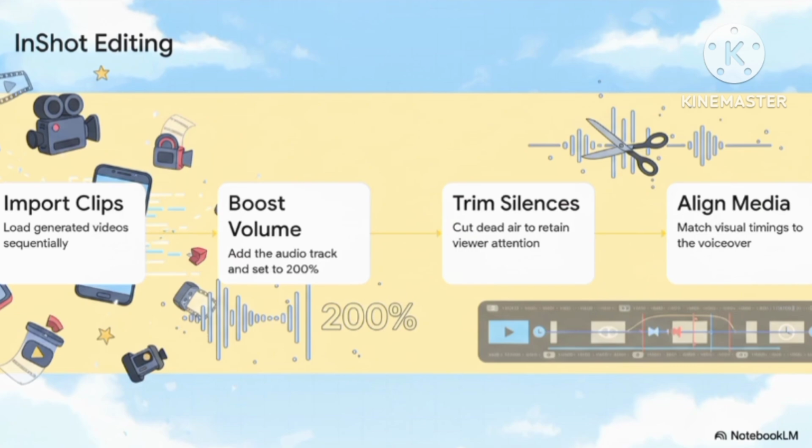But the absolute most important step here is trimming out the empty silences. When you look at the audio waveform, you'll see these flat lines where the AI voice took a breath or paused. You've got to snip those out and push the audio clips right up against each other. Why? Because dead air absolutely kills viewer retention. By tightening up the audio, the final product feels punchy and fast-paced. Finally, just stretch or trim your video clips so they line up perfectly with the pacing of the words.